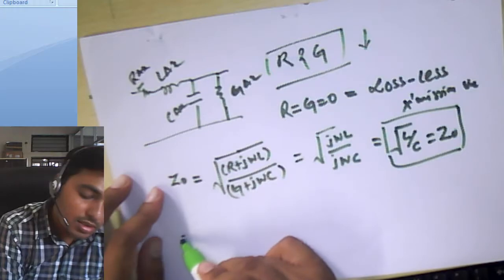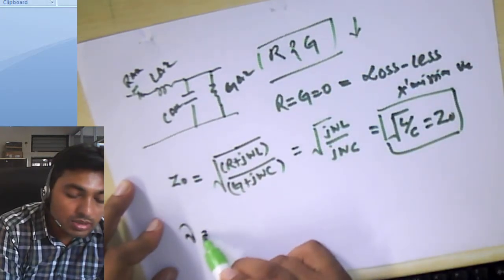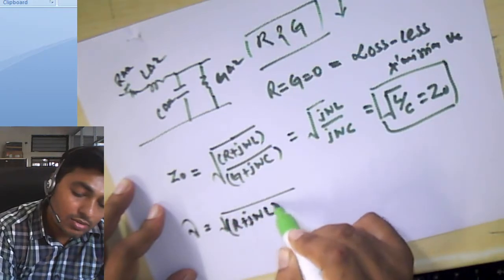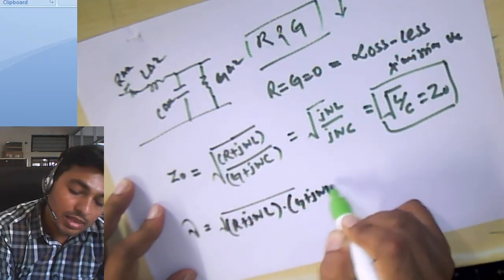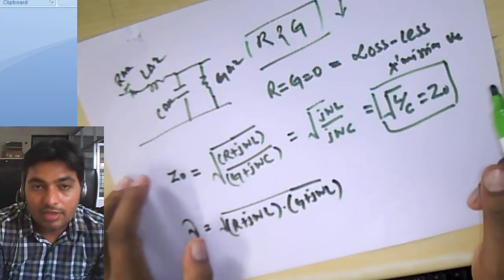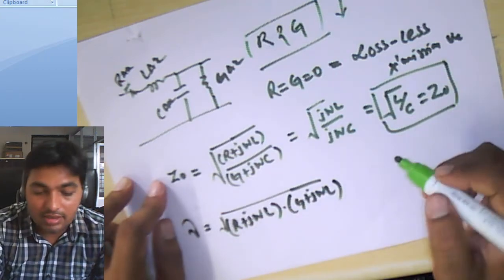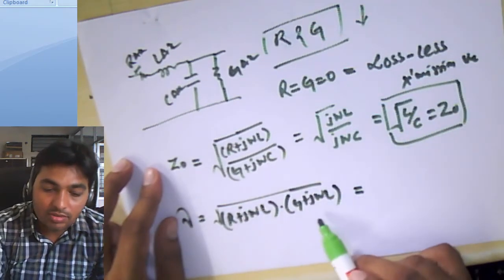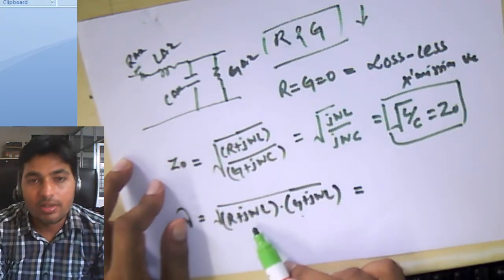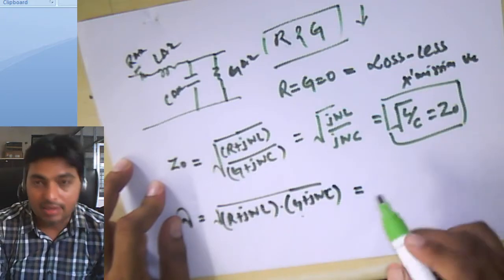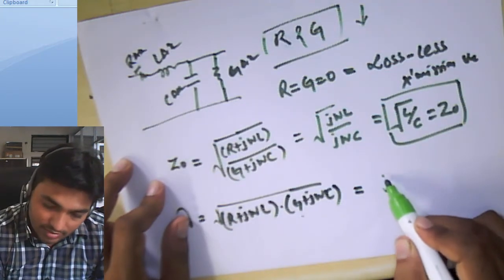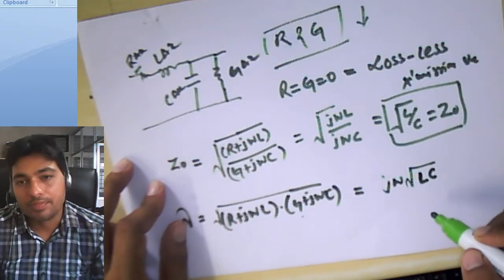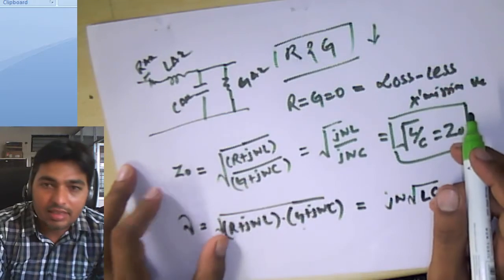The next parameter is the propagation constant. We have defined the propagation constant as the square root of R plus j omega L into G plus j omega C. Now R and G are equal to 0 for the lossless transmission line, so we have R equal to 0 and G equal to 0, and the only thing left will be the square root of j omega L multiplied by the square root of j omega C. So this will turn into j omega, taken out of the bracket, times the square root of L into C.